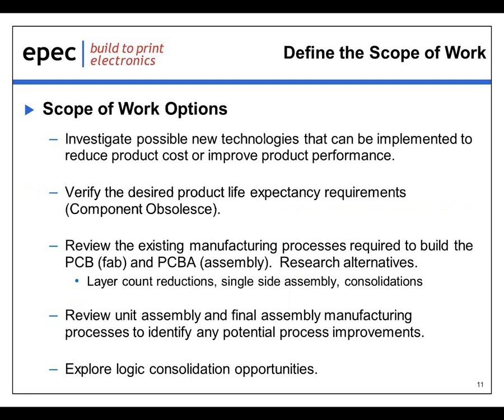Continuing on the scope of work, some of the things that we would take into consideration, and possible options in the scope of work, are investigating new technologies that can be implemented to reduce a product cost or improve a product performance. There's materials improvements. There's any number of different things that we can look into to try to drive cost out or improve a product performance along the way. We obviously can look for, again, the desired product life expectancy. So we're researching at a very high level.